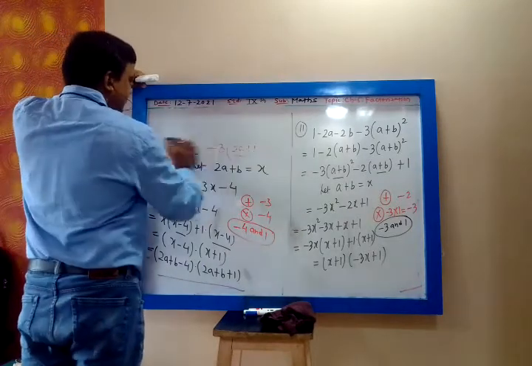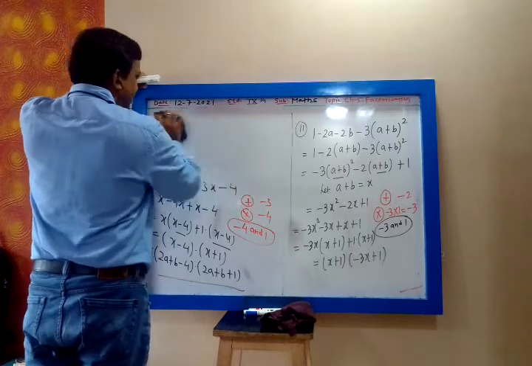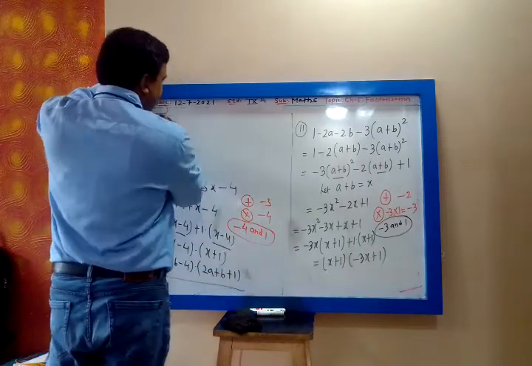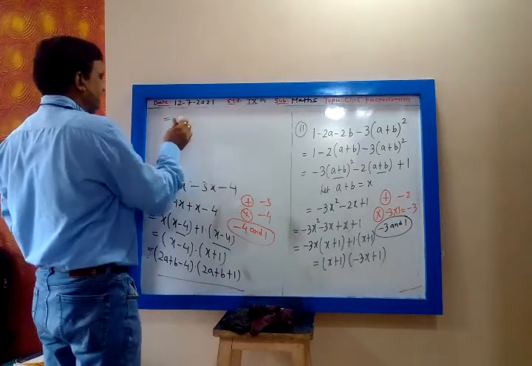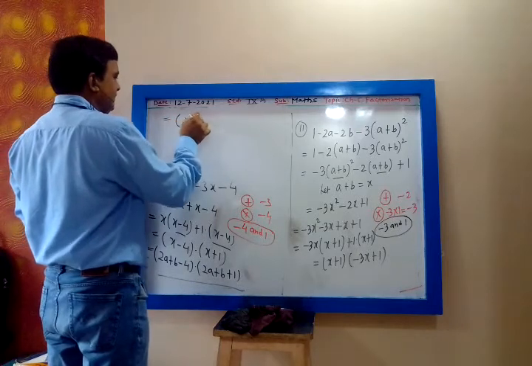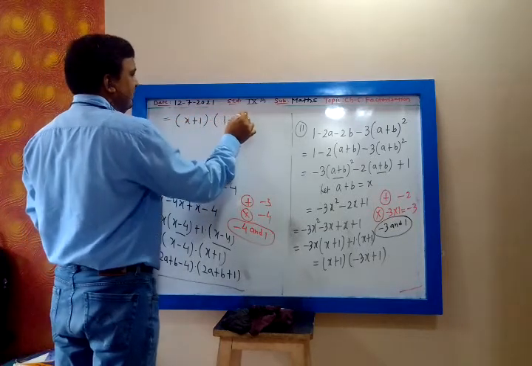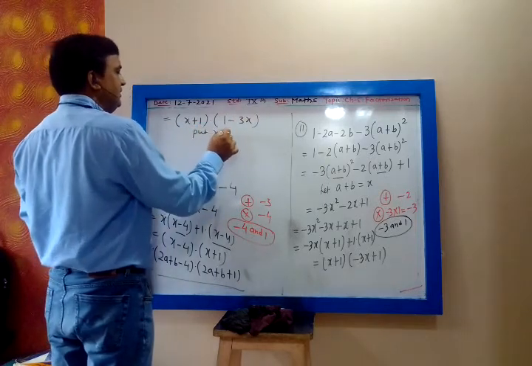So that is x plus 1 into 1 minus 3x. Put the value of x. So put x is equal to a plus b.